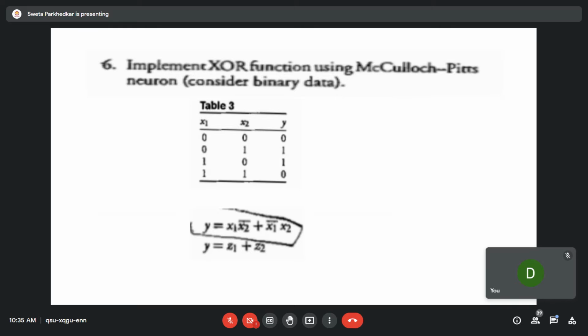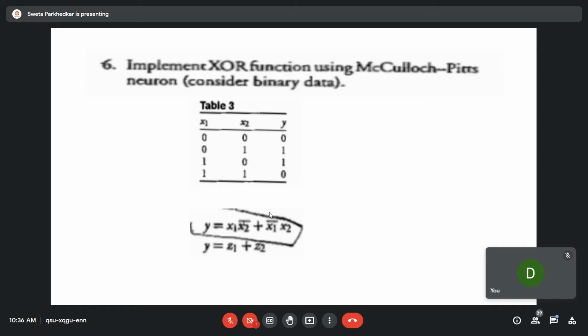That is for 0, 0, the output is 0, 0, 1 is 1, 1, 0 is 1, and 1, 1 is 0. Okay, so we'll get an output y. You can see here output y is equals to x1 x2 bar plus x1 bar x2, and y is equals to z1 plus z2, right? So this x1 into x2 bar is considered as z1, and x1 bar x2 is considered as z2.